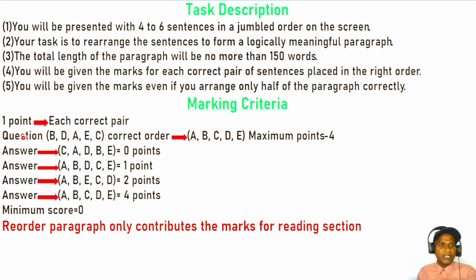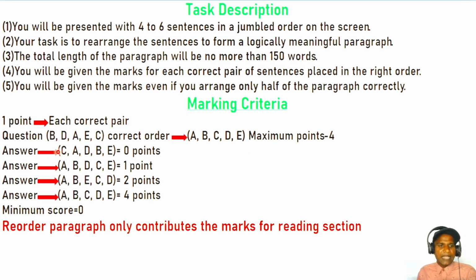The question will be given in a jumbled or random order. For example, B, D, A, E, C. Your job is to make the pairs correctly. And the correct order is A, B, B, C, C, D, D, E. If you match each pair correctly, then you will be given a maximum of 4 points.